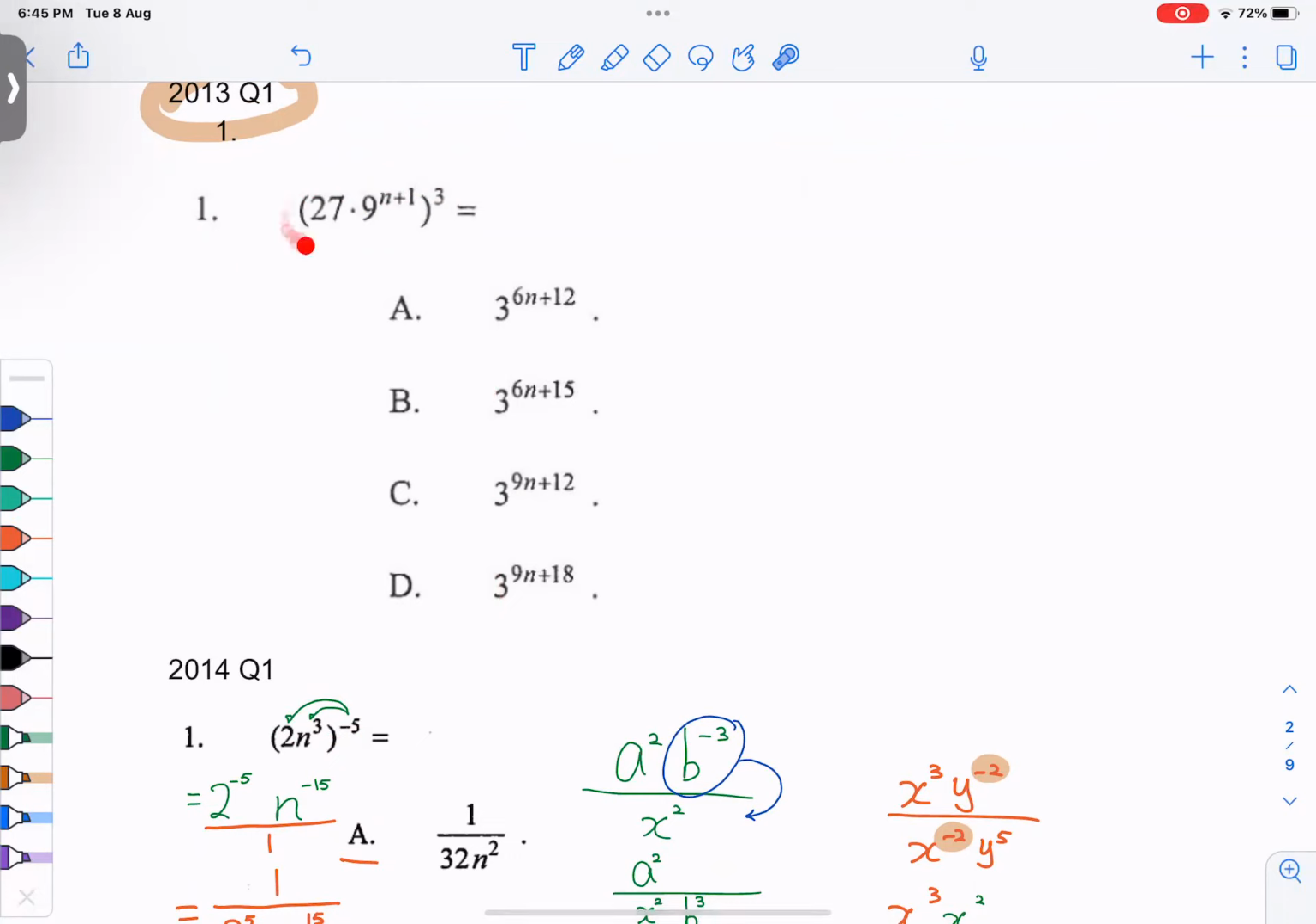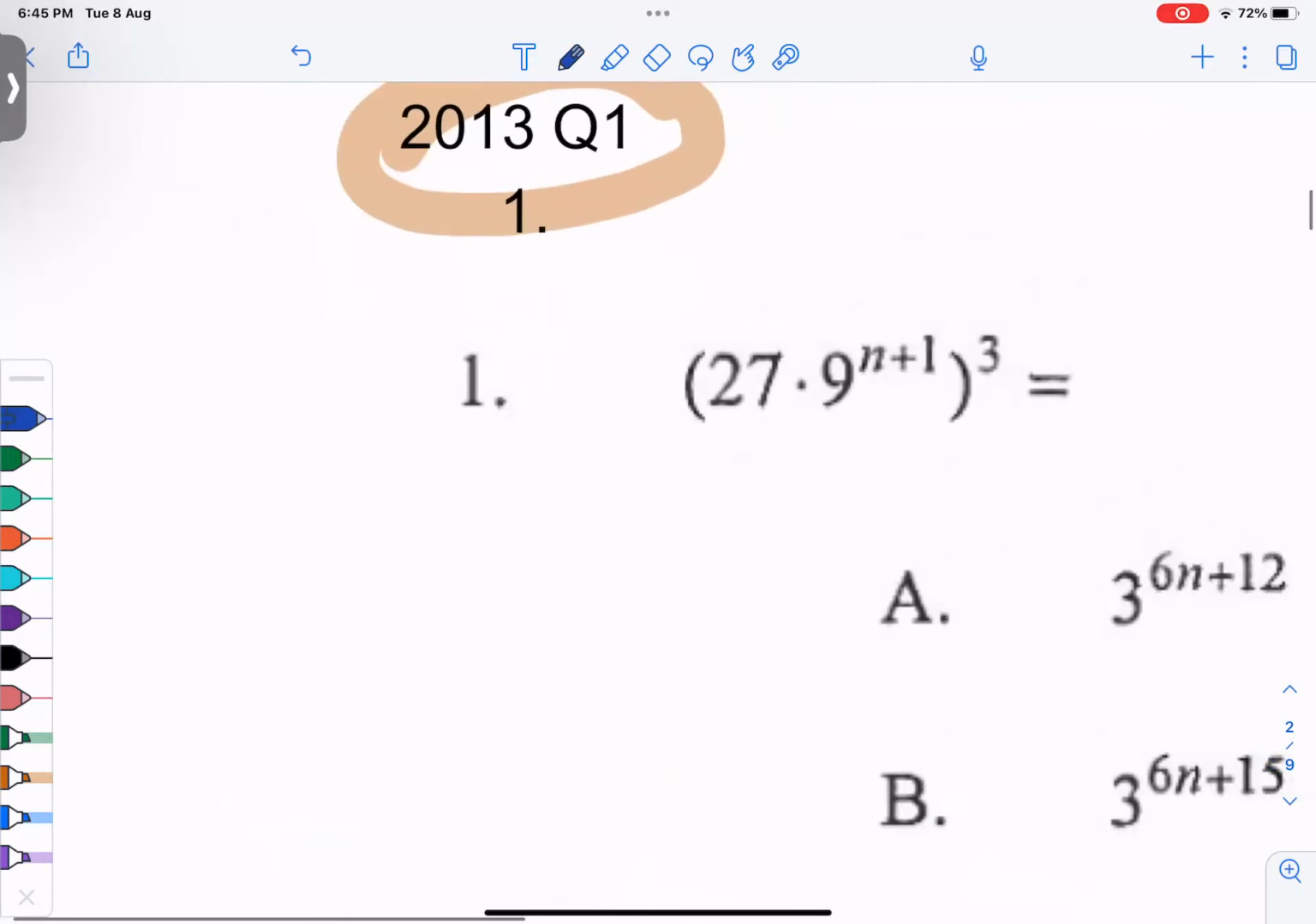So we deal with the things inside the bracket first. If we notice all the options here, the bases are 3. So we need to find a way to make this 27 and 9 also with the base 3. What does that mean? Can 27 be replaced by 3 to the power of something?